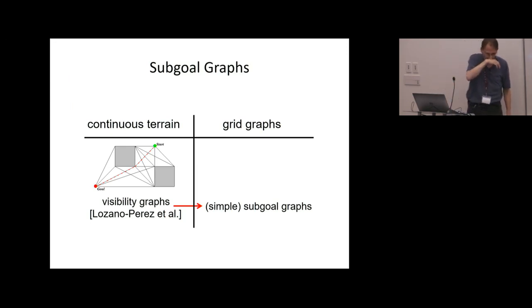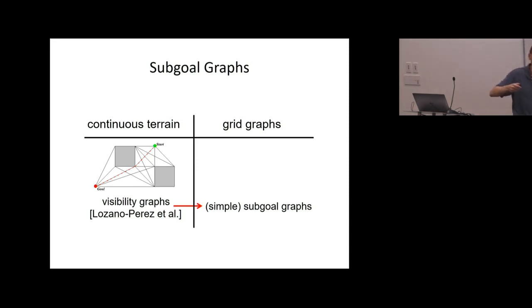There's a different technique that we can look at. It's called subgoal graphs, and it generalizes visibility graphs from continuous terrain. So all of you know visibility graphs, I assume. So the idea behind the visibility graph is you want to find the shortest path in two dimensions. So in some polygonal environment, you put all of the vertices at the convex corners of the obstacles, and then you connect every pair of vertices if the straight line between them doesn't go through an obstacle. So that's a visibility graph.